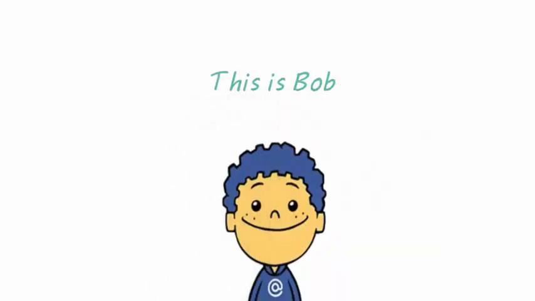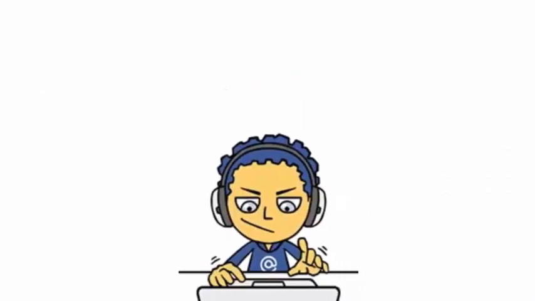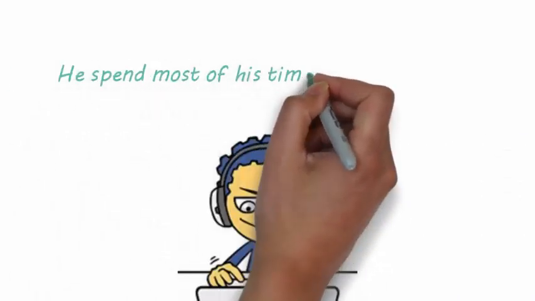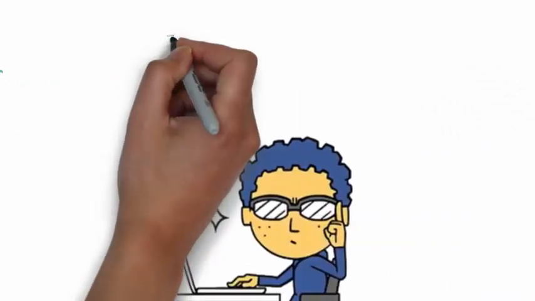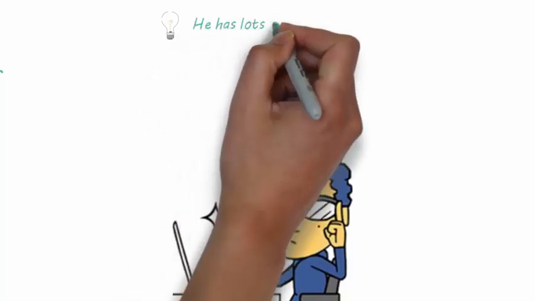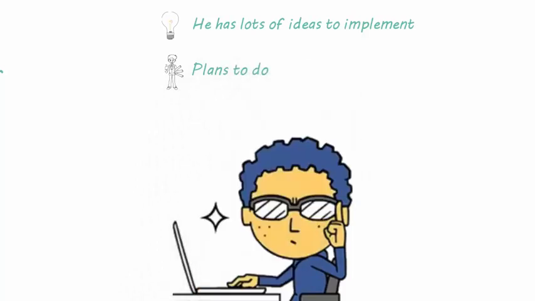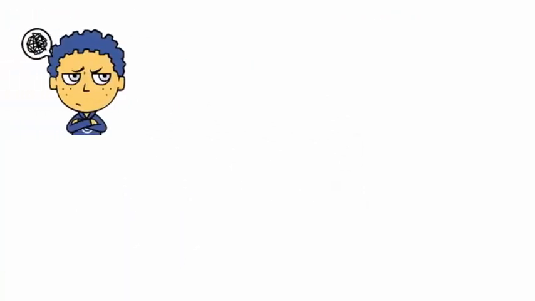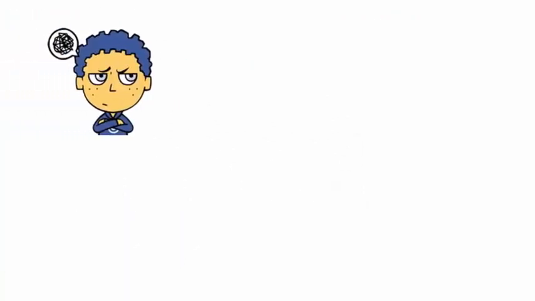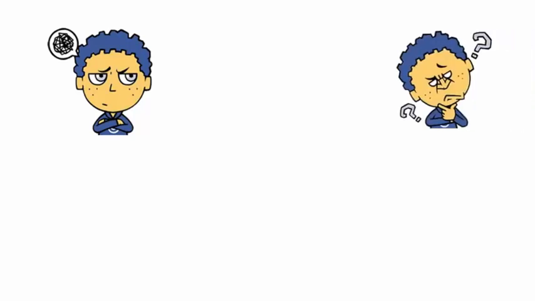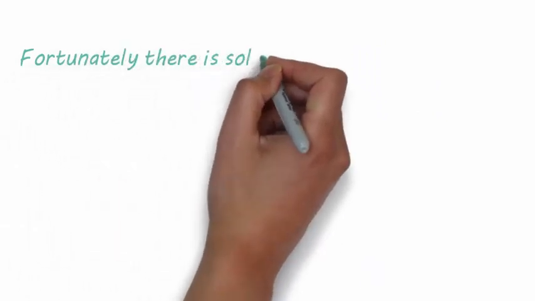This is Bob. He spends most of his time at the computer. He has lots of ideas to implement. Plans to do. Events to participate. But he can be busy with other things and forget about it, or simply miss it out. Fortunately, there is a solution for Bob.